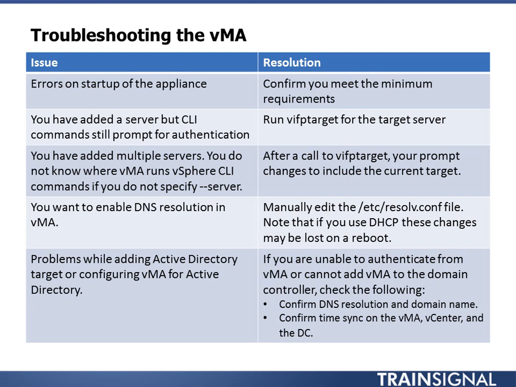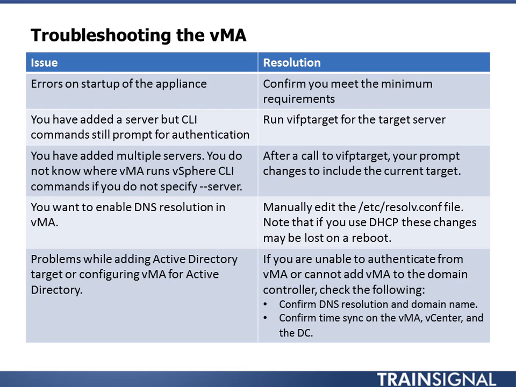If you've added a bunch of servers, but the CLI command still prompts you for authentication, maybe you added them, vifp addserver, and it's still prompting you, you probably are not running vifp target for the target server, so that you're specifying what the scope is for the command, so make sure you do that. You've added multiple servers, you do not know where you're running them against. So you've added a bunch of servers using vifp addserver, but when you run commands and you get stuff back, you're not sure which server it is. Well, this is kind of a no-brainer.